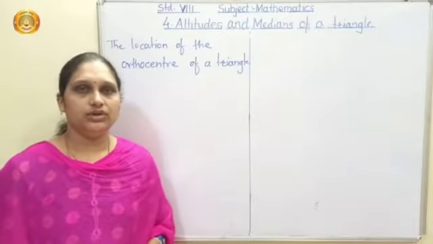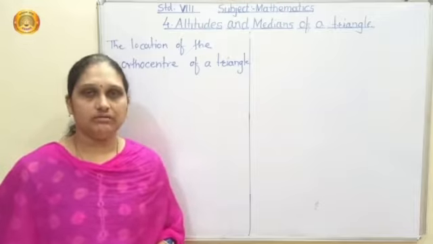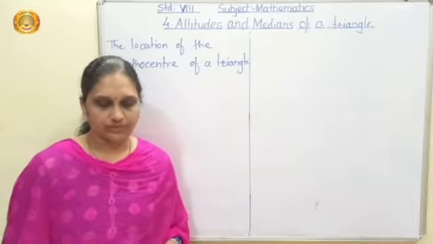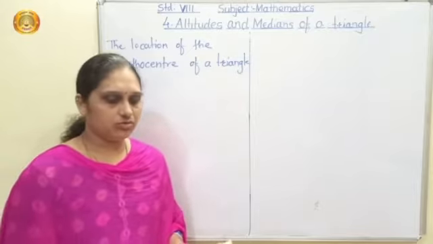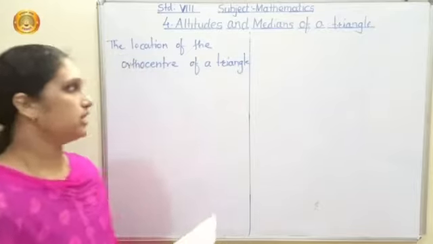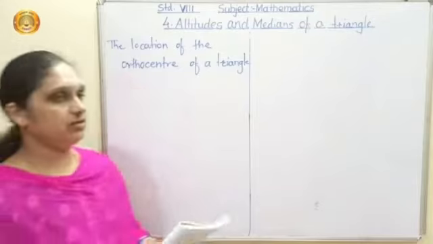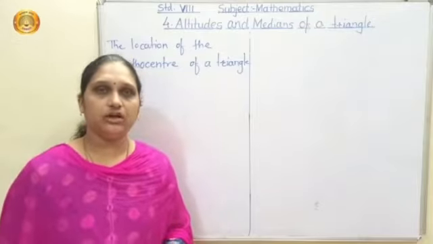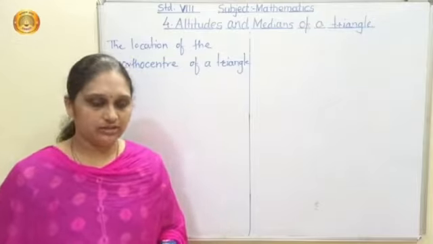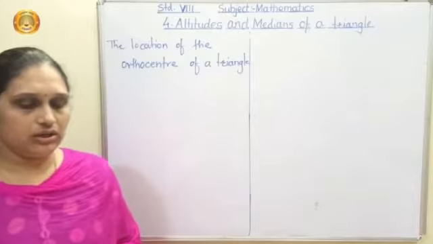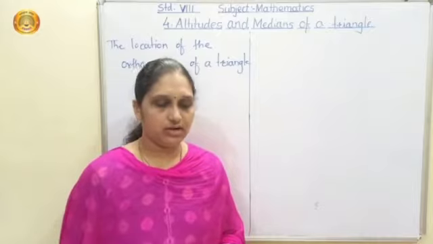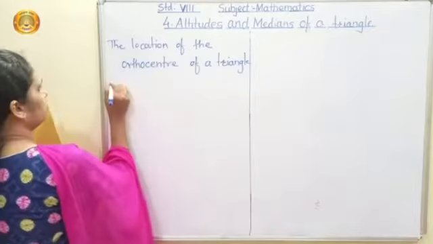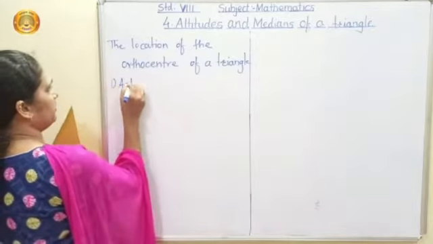Now, today we will see activities on page number 20. Here the first activity is given, the location of the orthocenter of a triangle. We have to find the location in different types of triangles. The first activity says: draw a right angle triangle and draw all its altitudes and write the point of concurrence. So this is the first activity.